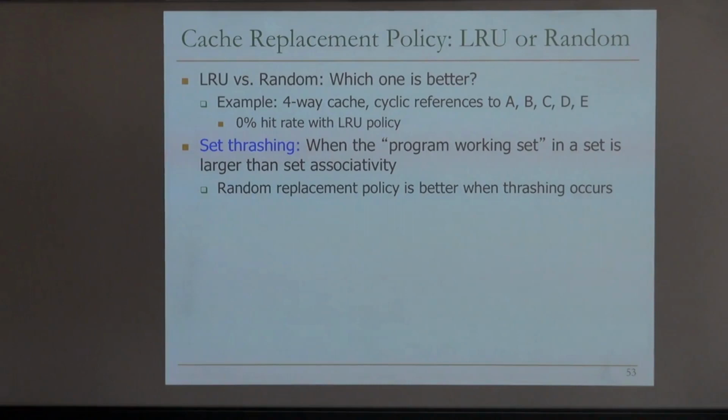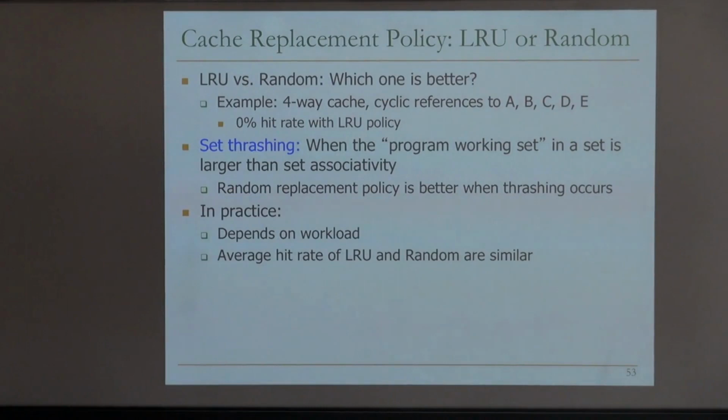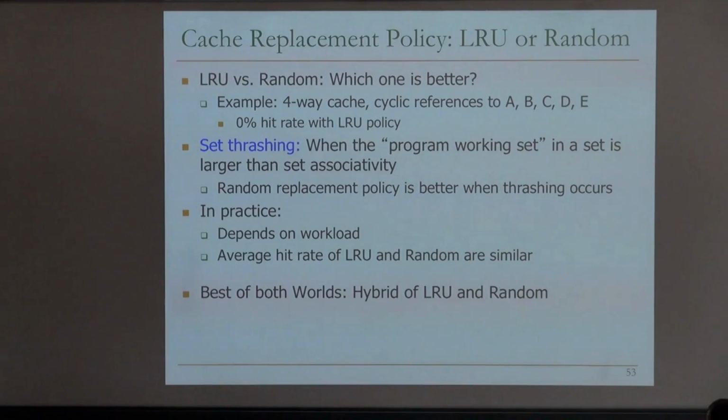So in practice, of course, it depends on the workload, as we discussed. It turns out the average hit rate of LRU and random are similar. I haven't seen any recent studies on this. I think many applications like graph processing are becoming more random access. So actually, random access mechanisms may be better. Although, if they're truly random access, then caches are useless also, right? Then there's no point in implementing a cache if you're truly random access. So best of both worlds, actually, you can have a hybrid of LRU and random.